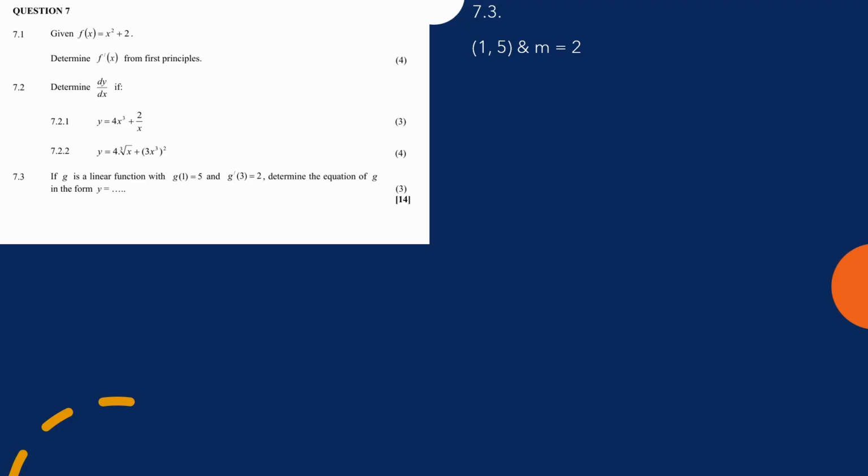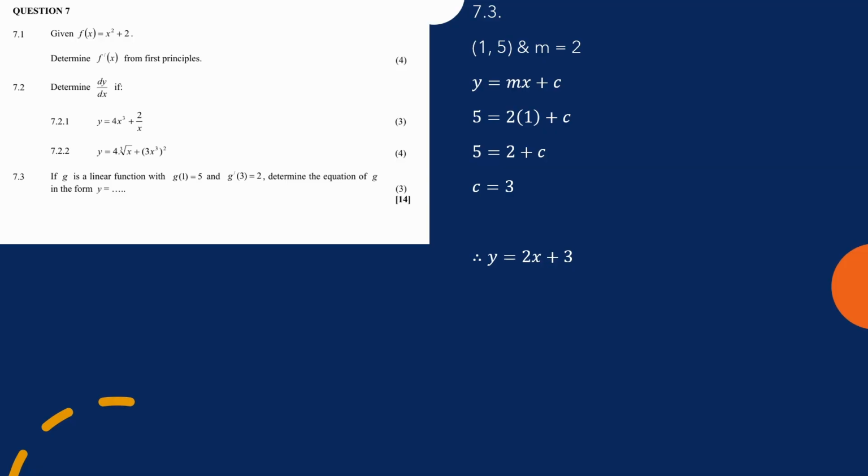And now I have a coordinate and I have a gradient, and I can use those two to find the equation of the straight line or of the linear function. I first write down the formula y is equal to mx plus c, that is the general formula of a straight line, and substituting in the m, the x, and the y, I get 5 is equal to 2 multiplied by 1 plus c, and then solving for c, I get 5 is equal to 2 plus c, and hence c will equal 3. And now substituting everything back into my straight line function, I will get y is equal to 2x plus 3.